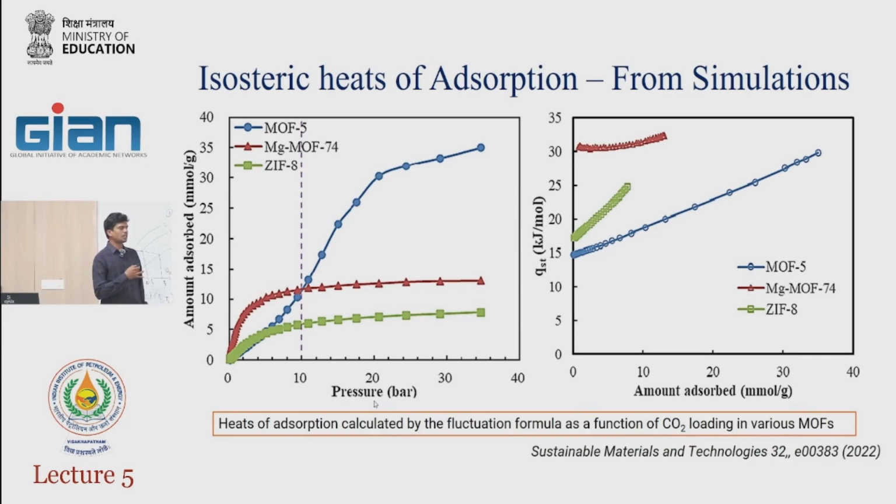Even though all 3 are MOFs, you can see 3 different characteristics here. In the first case, the isosteric heat of adsorption is almost constant at 30. In the second case, it's going from 17 to 25, and in the third case, 15 to 30. So again, as we discussed, the isosteric heat of adsorption depends on the system as well as the type of the gas molecules.